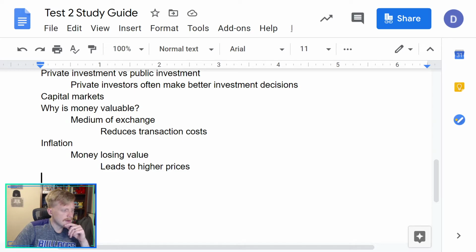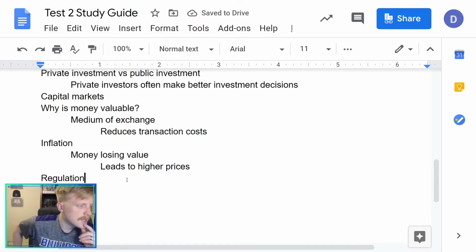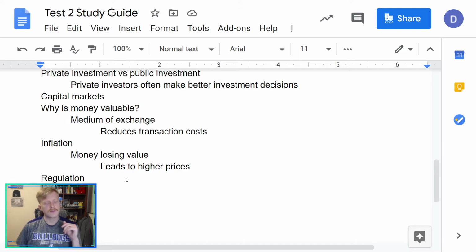We've already talked about price controls. Regulation. What does this lead to? Right? Well, when it's more regulated, you're going to see less of that item being produced. So we're also going to see less of that item being bought.